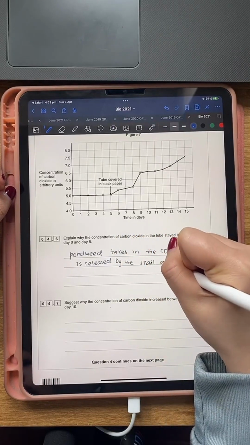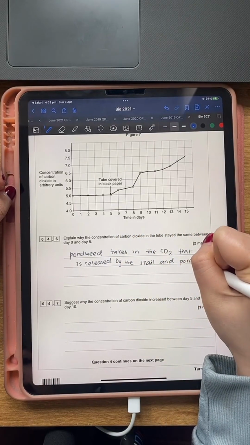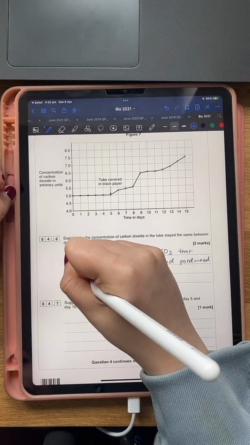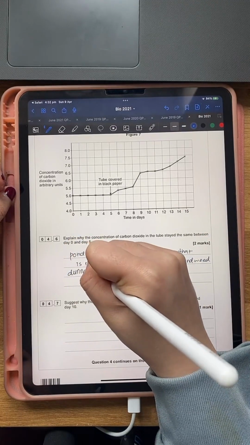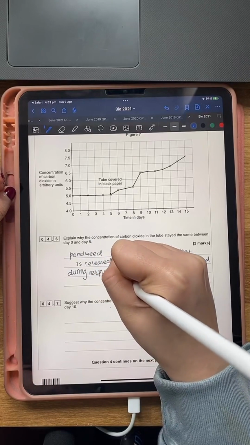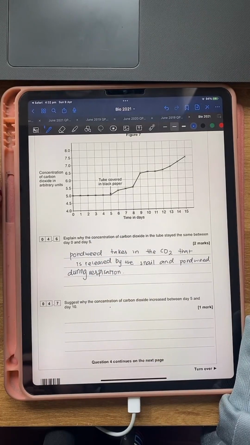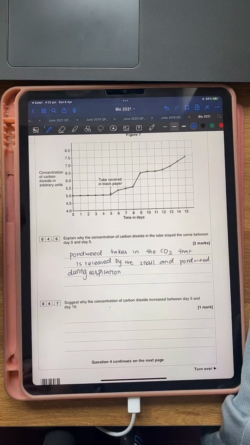Yeah, there's both photosynthesis and respiration happening. So you can say rate of photosynthesis equals rate of respiration, for example. But you need to say that both the snail and the pondweed respire. It's not just the snail. Plants also respire. They do it at night usually.